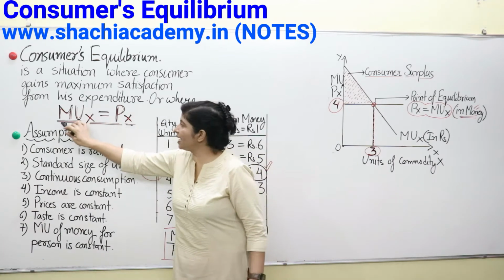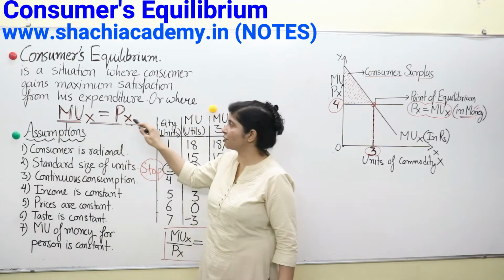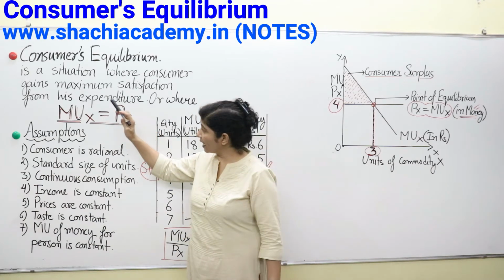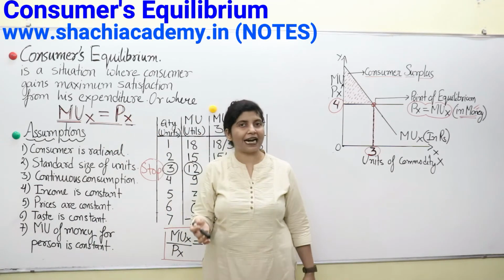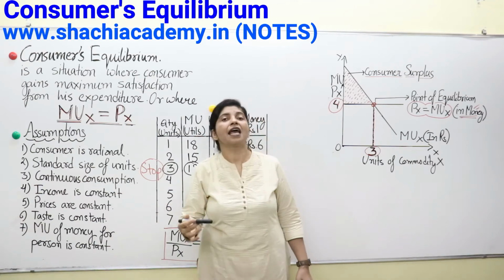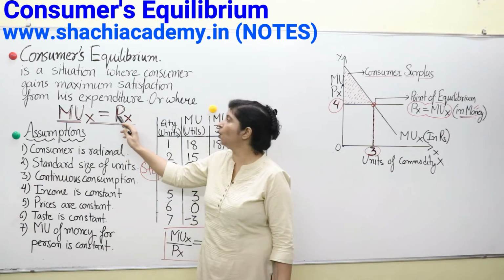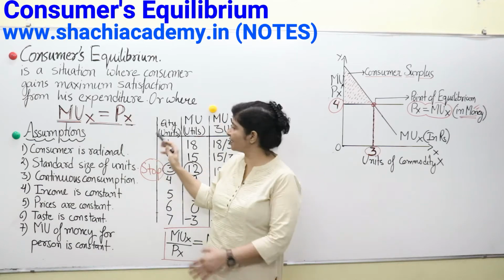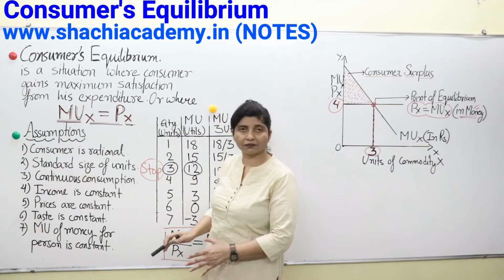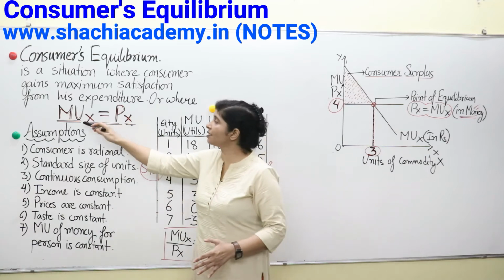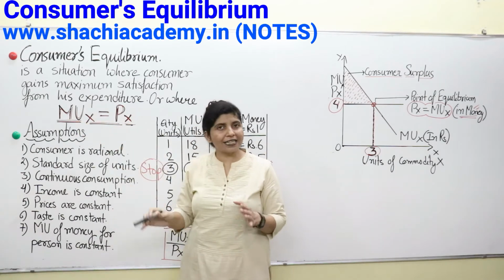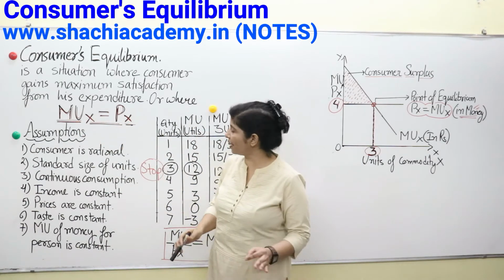So this is one commodity, any commodity, and that is X. Marginal utility of X is equal to price of X. That means the additional utility that we gain from consumption of any additional unit is equal to the price of that commodity. We will discuss it later on in detail, but for now we need to understand what is marginal utility. We have already explained it, but for now I am explaining in brief.